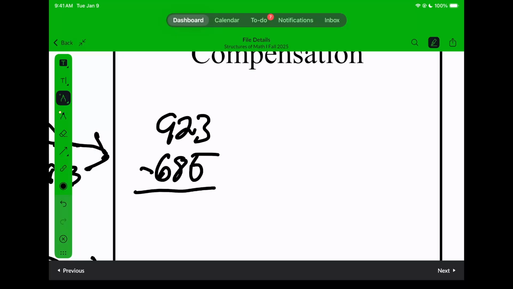Or you want to make the bottom number significantly less. A main goal could be zeros. If there are zeros on the bottom and then something larger than 0 in the top number, there's no borrowing there. So, keeping that in mind, looking at our problem, 923 minus 685.